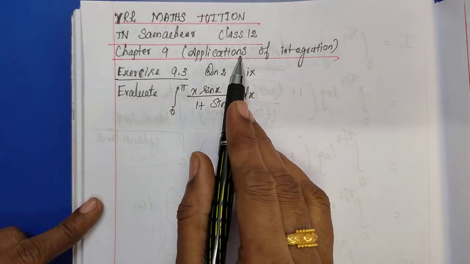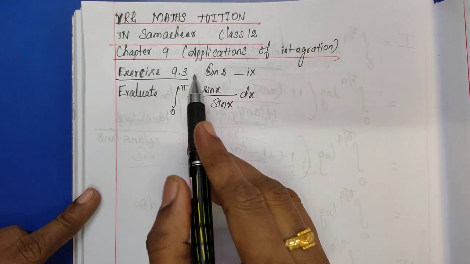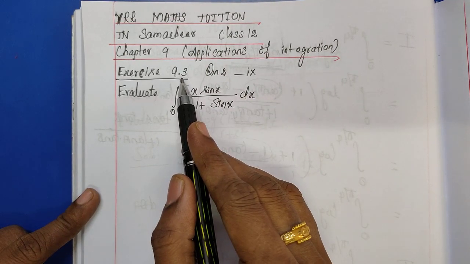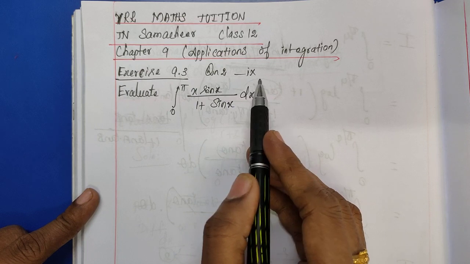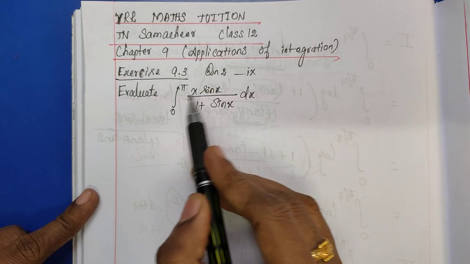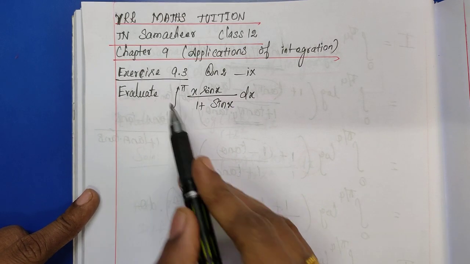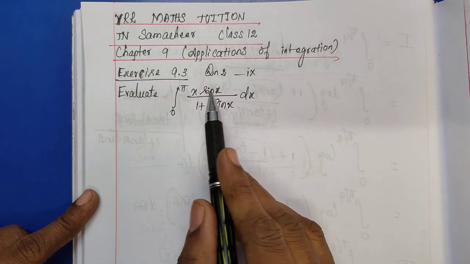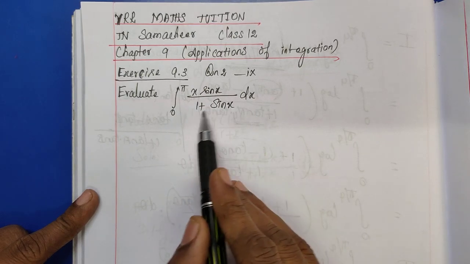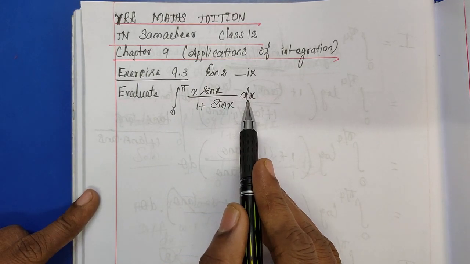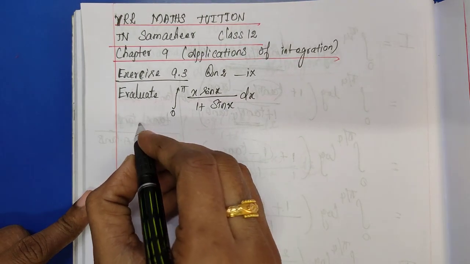Chapter 9, Applications of Integration, Exercise 9.3, Question 2, Division number 9. The question is: evaluate the integral from 0 to pi of x sin x divided by 1 plus sin x dx. Solution.